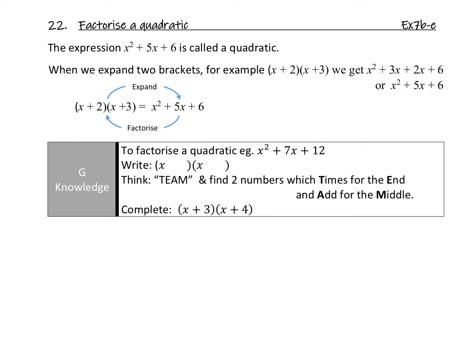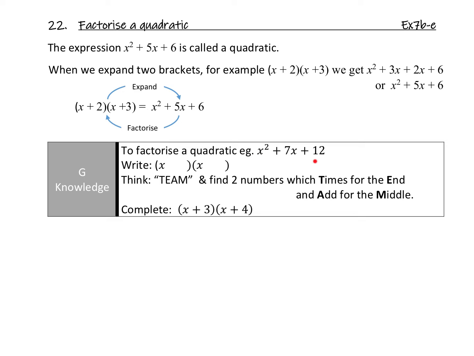So if we can do the reverse of that, we can go back, and this is actually the factorised form of the quadratic, where x plus 2 is a factor and x plus 3 is a factor. So in this case, if you're asked to factorise a quadratic, it means to put it into double brackets instead of a single bracket.